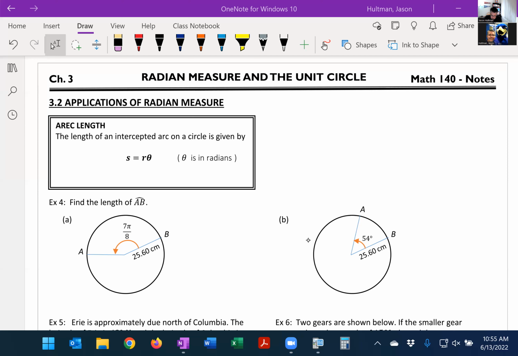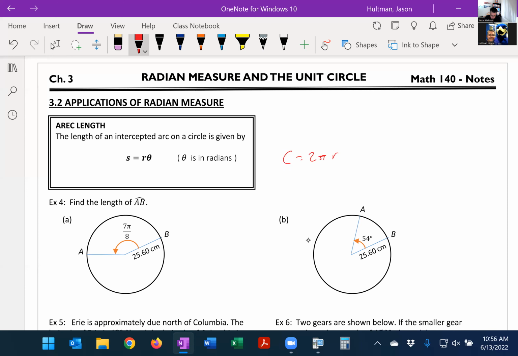The length of an intercepted arc on a circle is given by S equals r, the radius, times theta, and theta is in radians. So if you multiply theta in radians times the radius, then you get the arc length. Okay, and this comes to us from the circumference. The circumference is equal to 2 pi r.